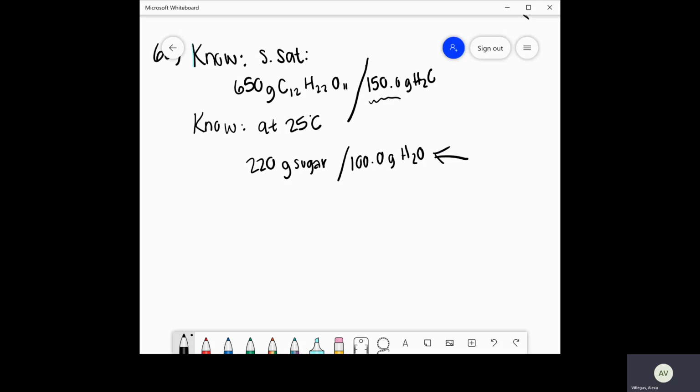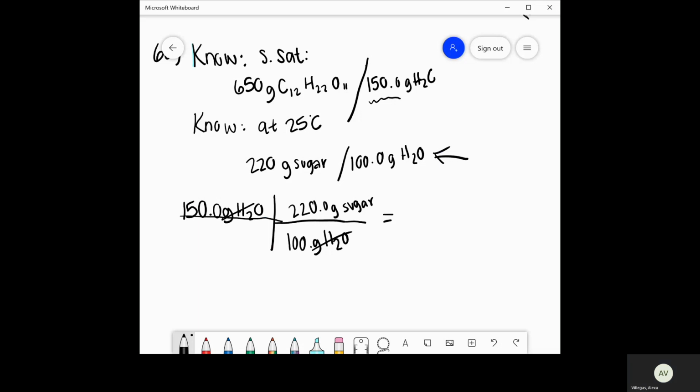So to solve for that, first thing we do is take what we're given. And now you're going to apply the solubility conversion that we were given. You're going to calculate that across. And that is going to give you 330 grams of sugar.